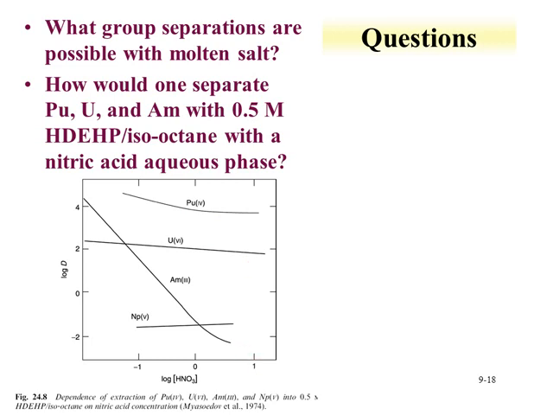So a simple route for separating these 3 elements would be to pick it up in 10 molar acid, contact it with the organic phase, pull off the aqueous phase that contains the americium, then reduce the plutonium from the 4 to the 3, and it would come out. So you'd have a relatively simple route for separating out these elements.